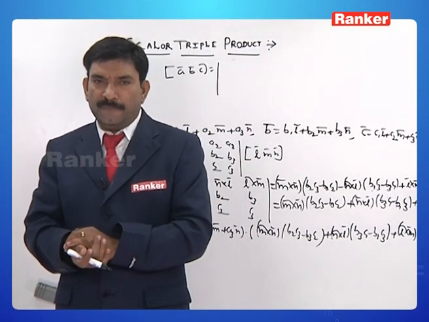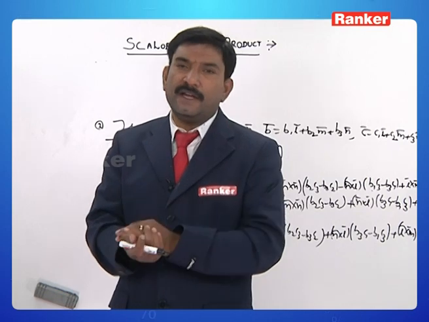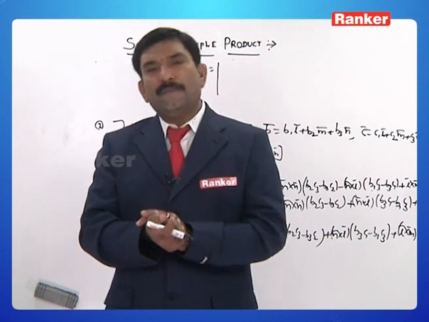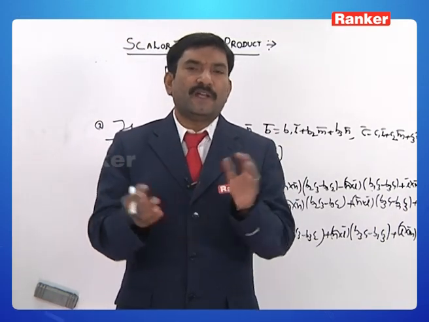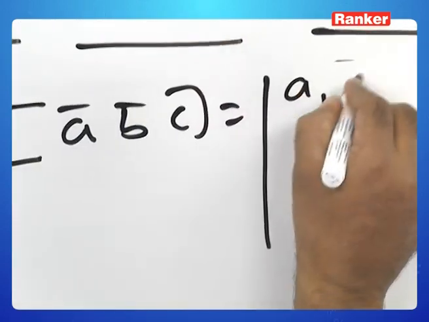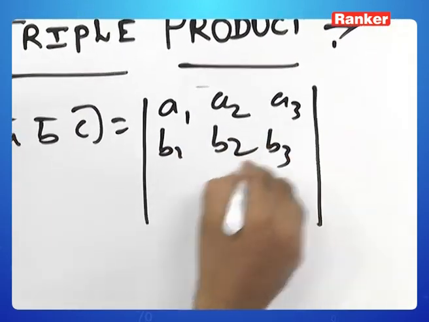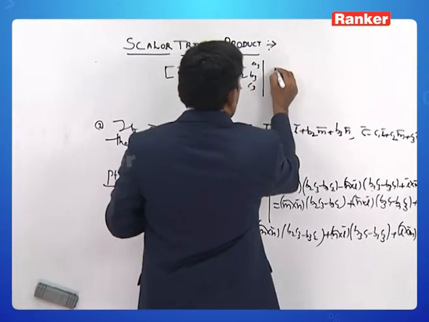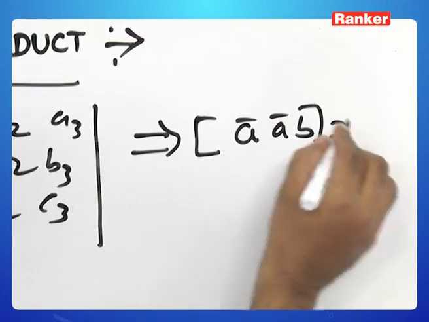In a determinant, if two rows or columns are identical, the value of the determinant is equal to what? 0. Similarly, in the box product, if two vectors are the same, we can write that it is equal to what? 0. Because box of ABC is equal to the determinant with rows A1, A2, A3; B1, B2, B3; C1, C2, C3. We know it already. So in the same fashion, we can also write box of A A B means what?